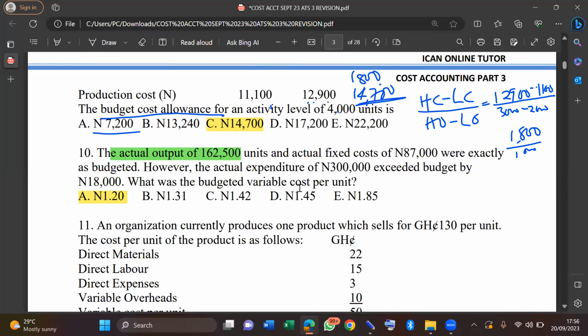At times they will give you a figure reduced by 18,000. If it is reduced by 18,000, we will add it back to get the actual we have budgeted. Having gotten the actual, let's remove our fixed from our actual so that we can get the variable element. Since we are looking for the variable per unit, let's divide it by the number of output, and that gives us what we are looking for. I hope that's taken everybody.